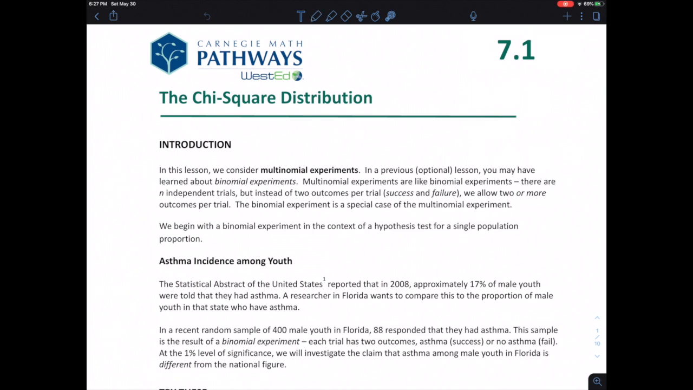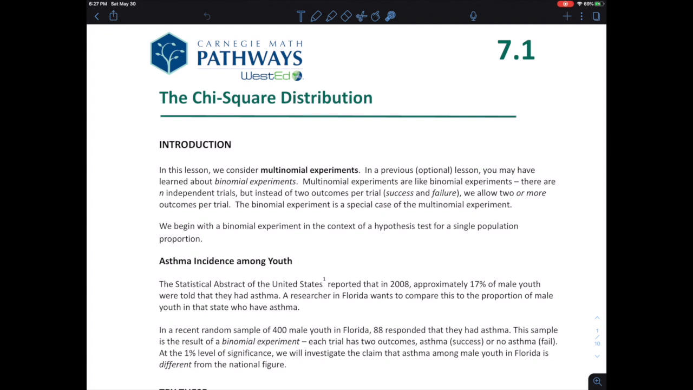Okay, everybody. So we're going to start Module 7, which is a new probability distribution. It's called the chi-square distribution. And we're going to show you first how closely it's related to the normal distribution for a hypothesis test that is one you've done before in what we call a binomial experiment.